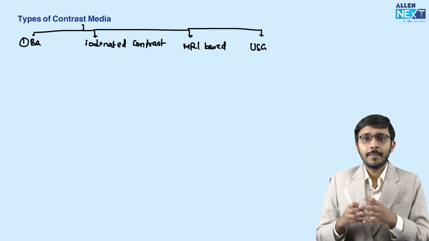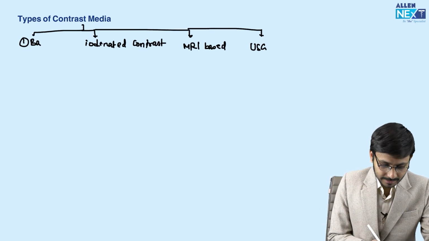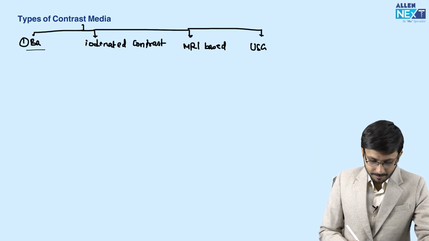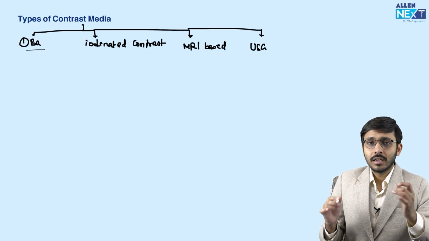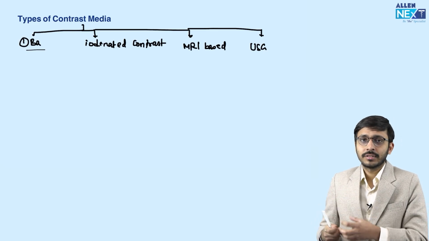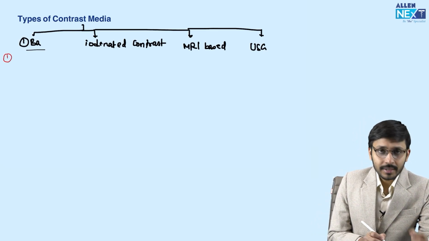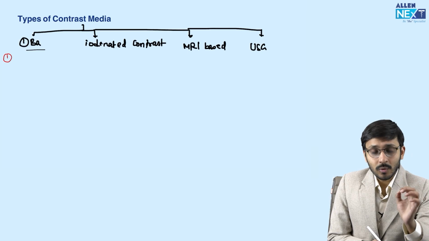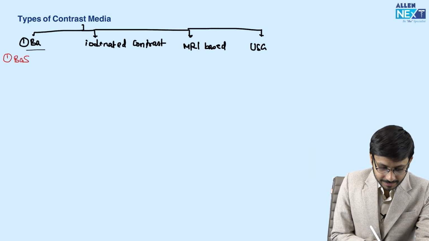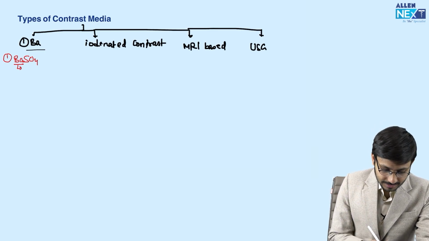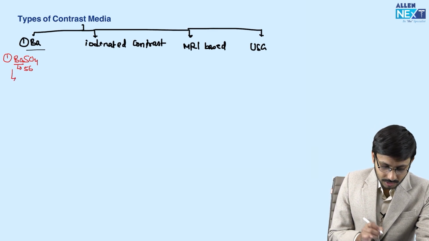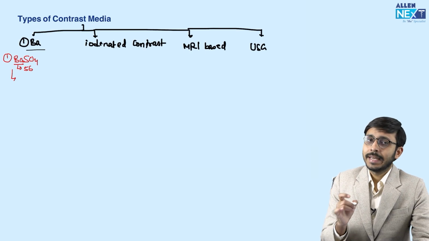So starting off with the barium based contrast. Barium is used in barium studies mainly, which are used in upper GI and gastrointestinal involvement. So the first pointer in barium based contrast is, which is the compound that is used? It is barium sulfate. Barium sulfate is used, and the atomic number, this has been asked previously, is 56. So what are the properties of this barium sulfate?